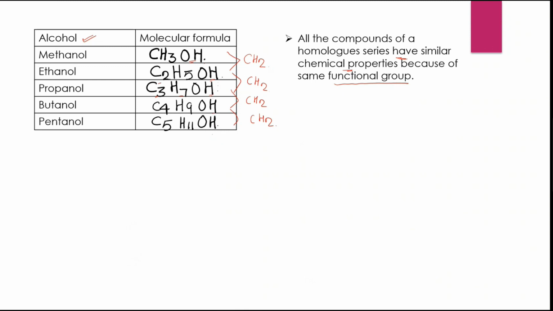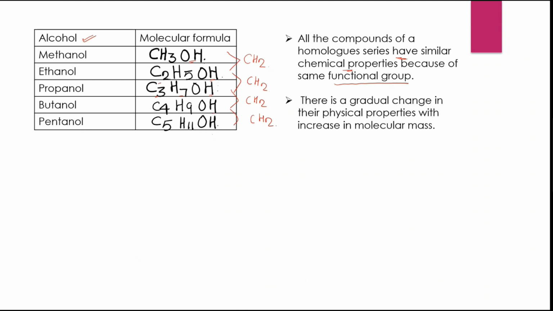Let's see the next characteristic property of homologous series. The next important property is that there is a gradual change in the physical properties with increase in molecular mass. So with the increase in the molecular mass, the melting point, boiling point, and densities of the members gradually increase.